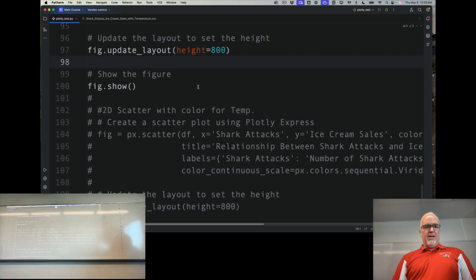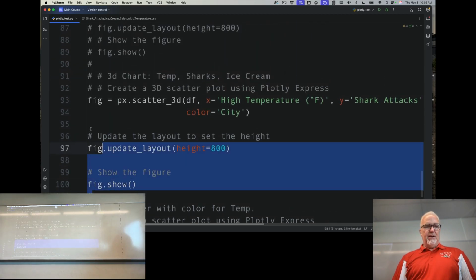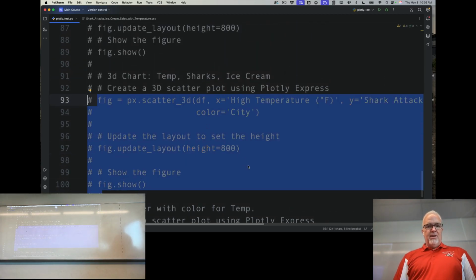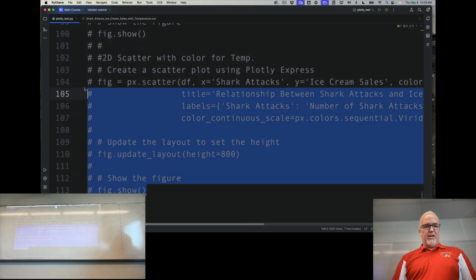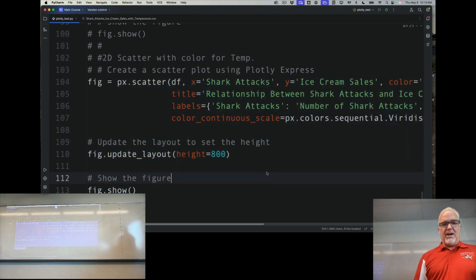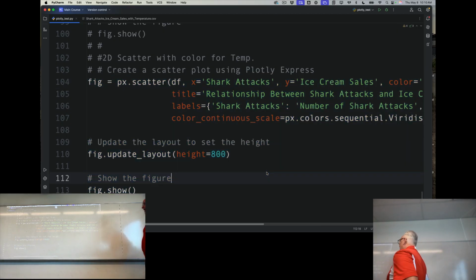But this story that this data says is that people go to the beach, these beach towns, and they're buying ice cream and getting out in that water when it's hot outside.